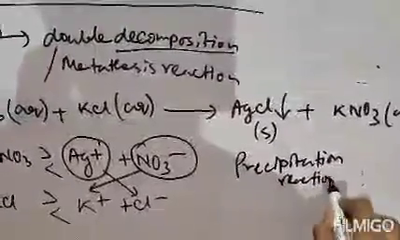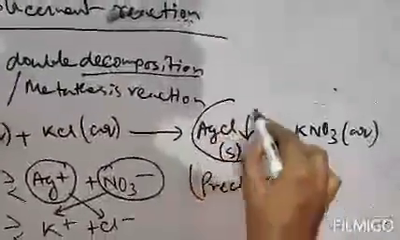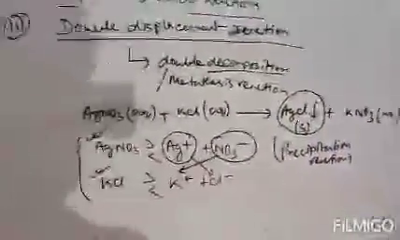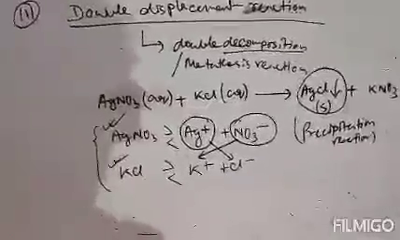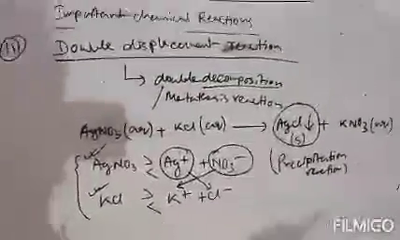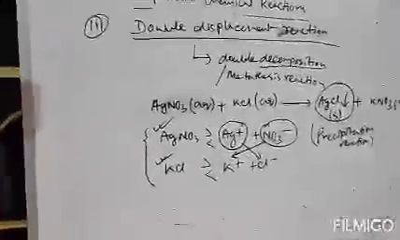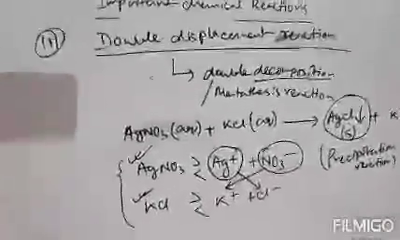Why precipitation reaction? Because a precipitate forms. This is your precipitate. The precipitate AgCl will form and it will settle down. Clear? That is why it is also termed as a precipitation reaction. So this is your double displacement reaction.